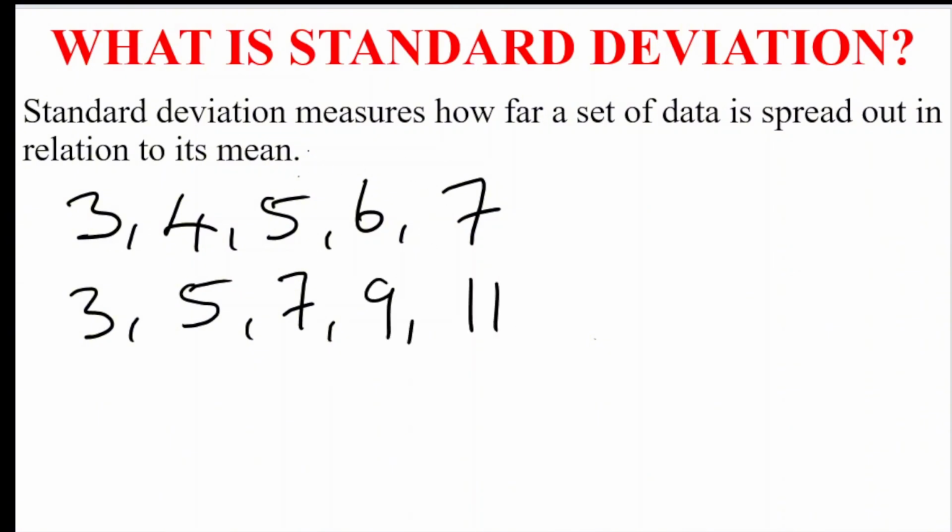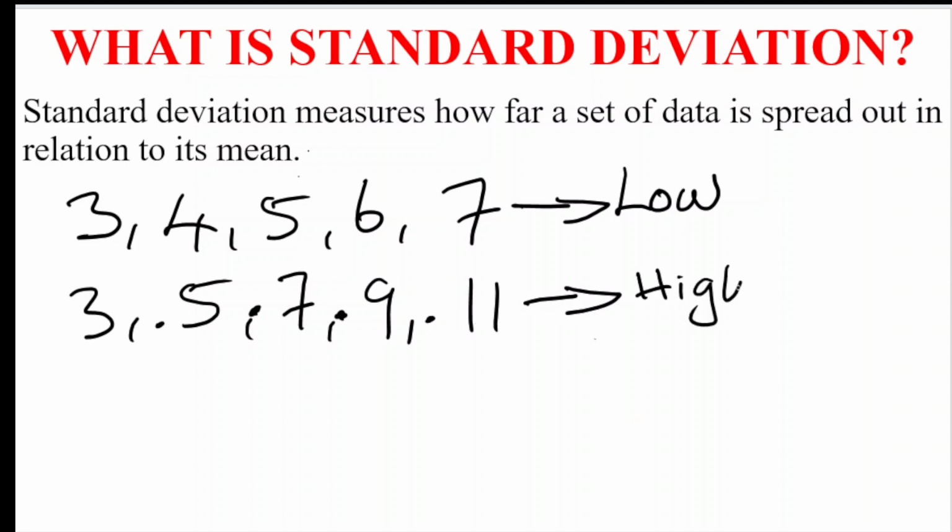Now, if you see the first set here, the set of data follows a normal numbering pattern, which are from 3, 4, 5, 6, and 7. So we can say the deviation here is very, very low. In fact, there's no deviation here, it's low. And then when you come to the second set of data, we have 3, and the number deviated from 3 to 5, and from 5 to 7, from 7 to 9, from 9 to 11. So there's a deviation in this set of data. So we can say that here the deviation is high.